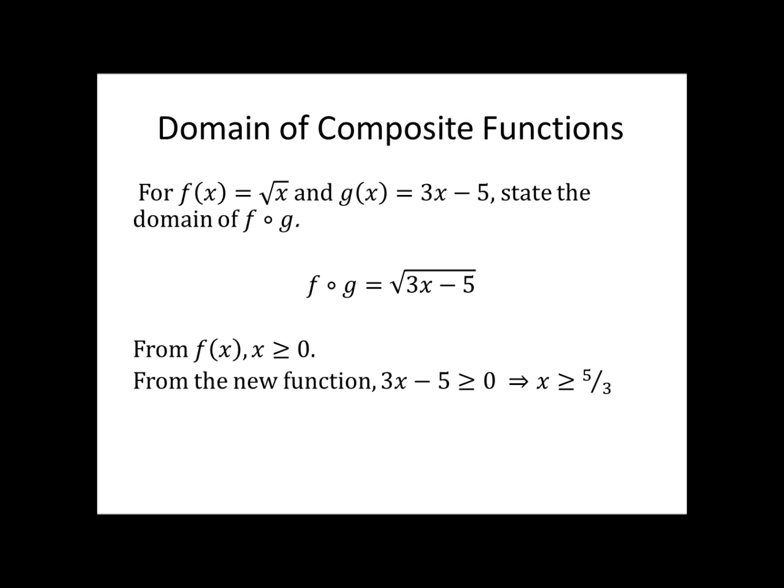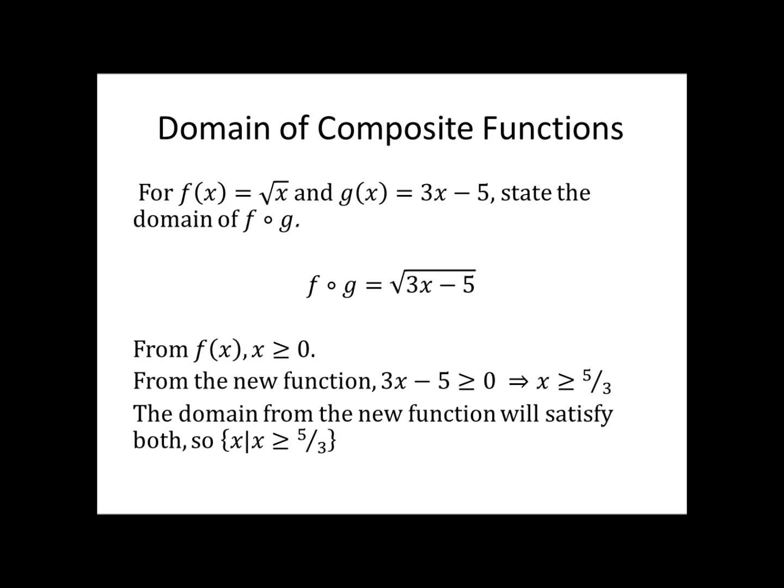x has to be greater than or equal to 0. x has to be greater than or equal to 5/3. Now, if x is greater than or equal to 5/3, it is by default greater than 0. So it's actually this new limitation that I'll use as my domain for the composite function. So the domain is the set of x such that x is greater than or equal to 5/3.